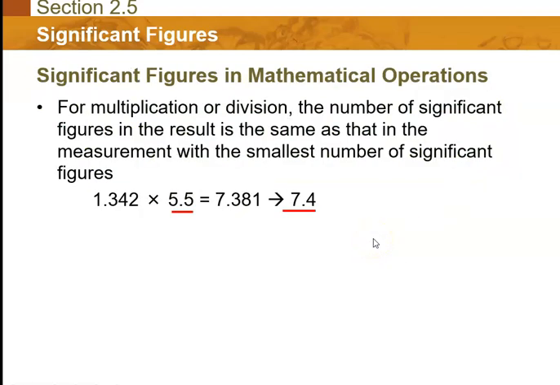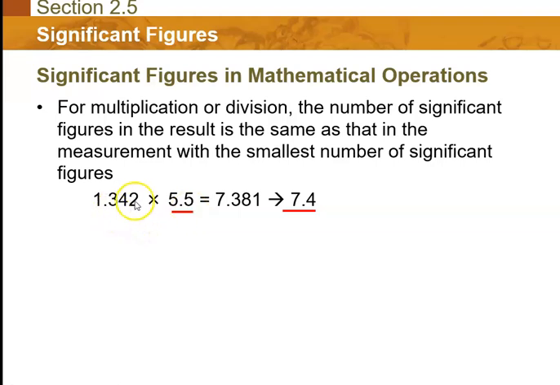When you have mathematical operations, when multiplying or dividing, your final answer has to have the same number of significant digits as the least number of sig figs in what you are multiplying or dividing. So in this case, we have 4 sig figs. Here we have 2 sig figs. So the most that our answer can actually have is 2. Otherwise, you're going to be reporting a value that is more precise than you actually measured.